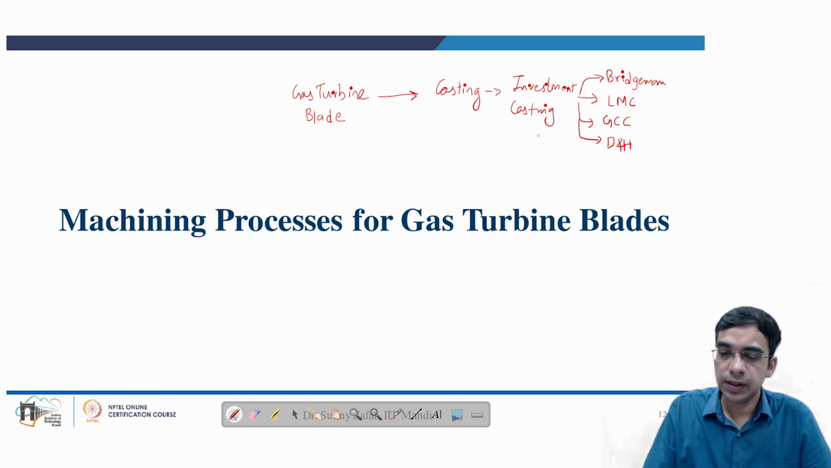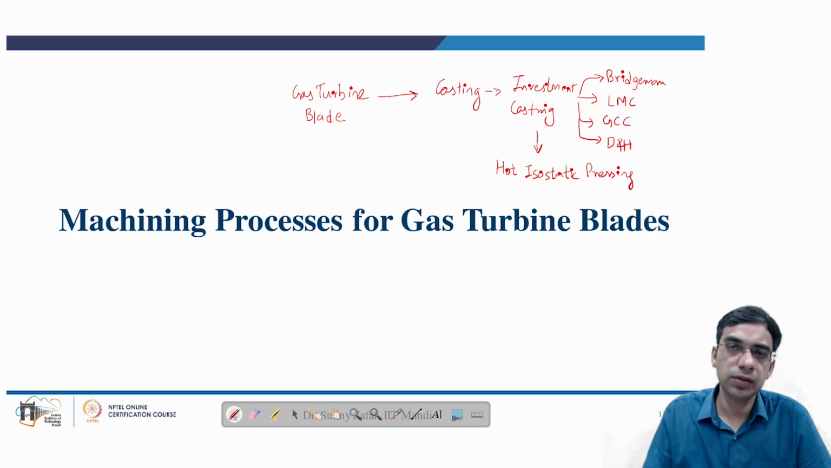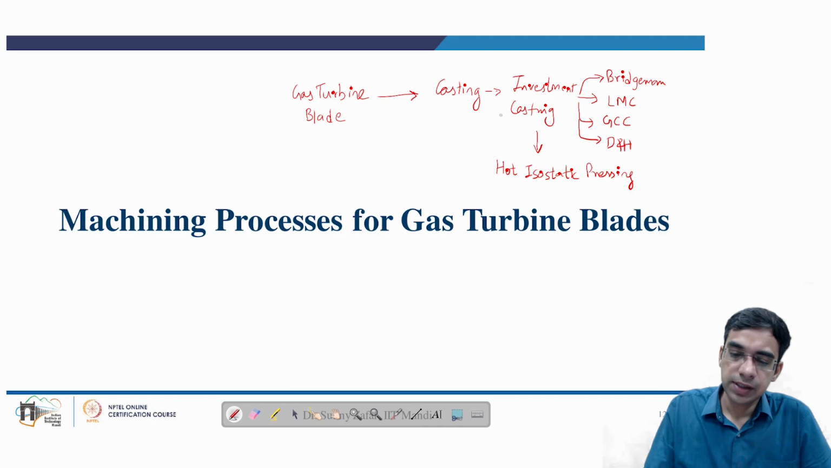Then we have seen, after casting, the utilization of hot isostatic pressing, which is primarily used to remove micro level defects of pores or voids inside the casting to improve the microstructure and refine it. So these two processes come in the category of the primary manufacturing processes for the gas turbine blade.